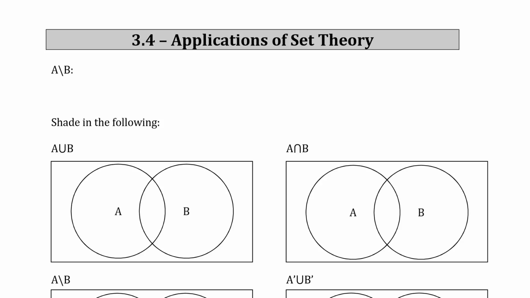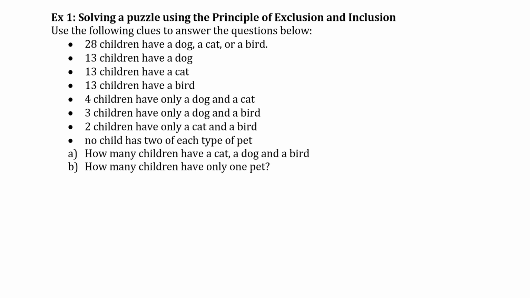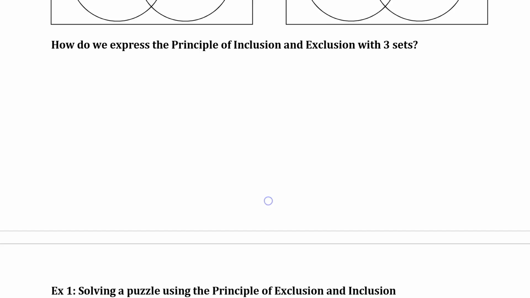3.4 Applications of Set Theory. Today we're going to focus on what it looks like to shade in different Venn diagrams, and we're also going to, on the second page, deal with a problem using the principle of inclusion and exclusion, but with 3 sets. So far we've only done it with 2, so we're going to see how that formula for the number of elements in the union of 3 sets works when there are 3 instead of 2.